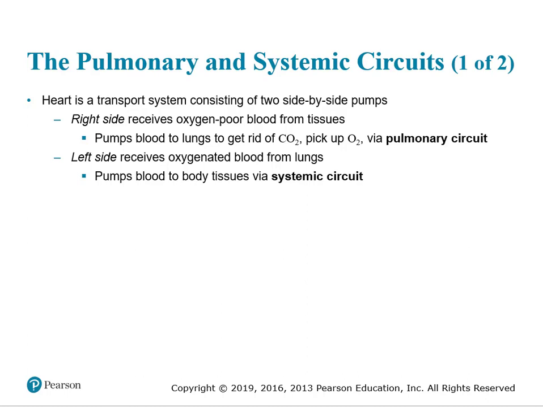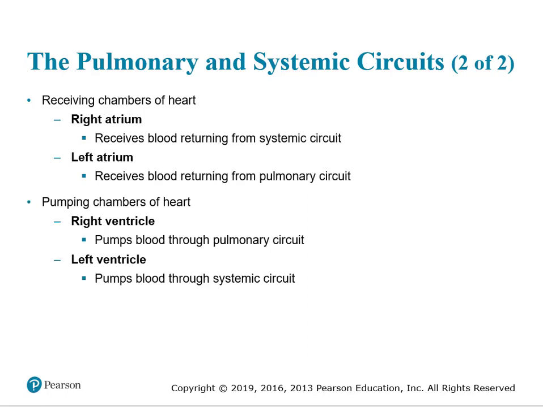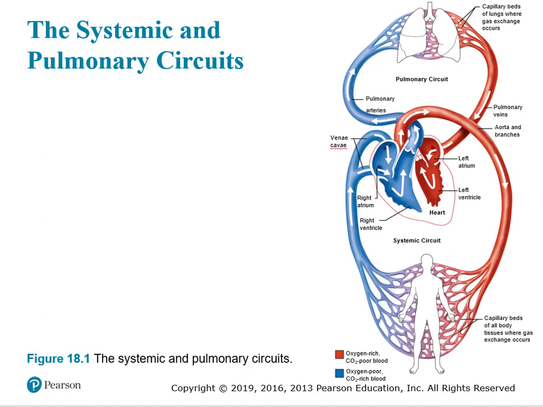So you have the right side of the heart that receives deoxygenated blood from the tissue and then pumps it to the lungs. That'll be part of your pulmonary circuit. And the left side receives the oxygenated blood from the lungs and pumps it back to the body. That'll be your systemic circuit, which we'll talk about in detail. So here basically is what they're talking about, the systemic and the pulmonary circuit.